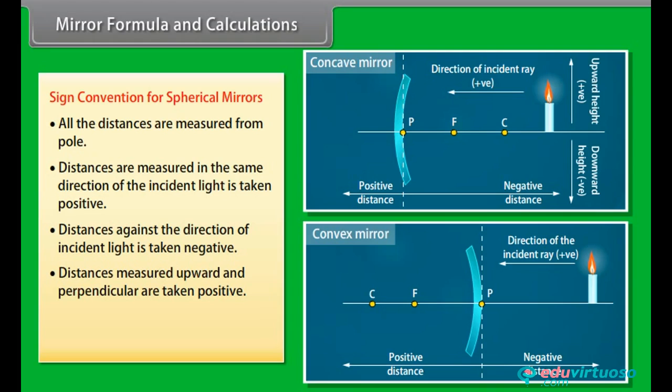Distances measured upward and perpendicular are taken positive. Distances measured downward and perpendicular are taken negative.